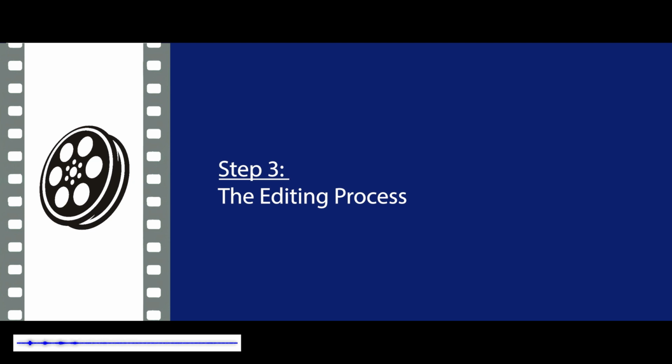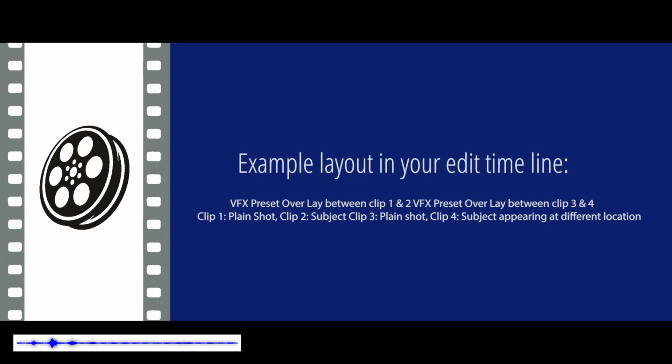Step 3. Once you have your footage, you'll be creating the effect in your edit. This is where creativity comes into play of how to create that effect. Once you have your footage in your edit timeline, you want the first clip of your subject, then the second clip to be a plane shot. When you play through both clips, your subject will automatically disappear by the second clip.